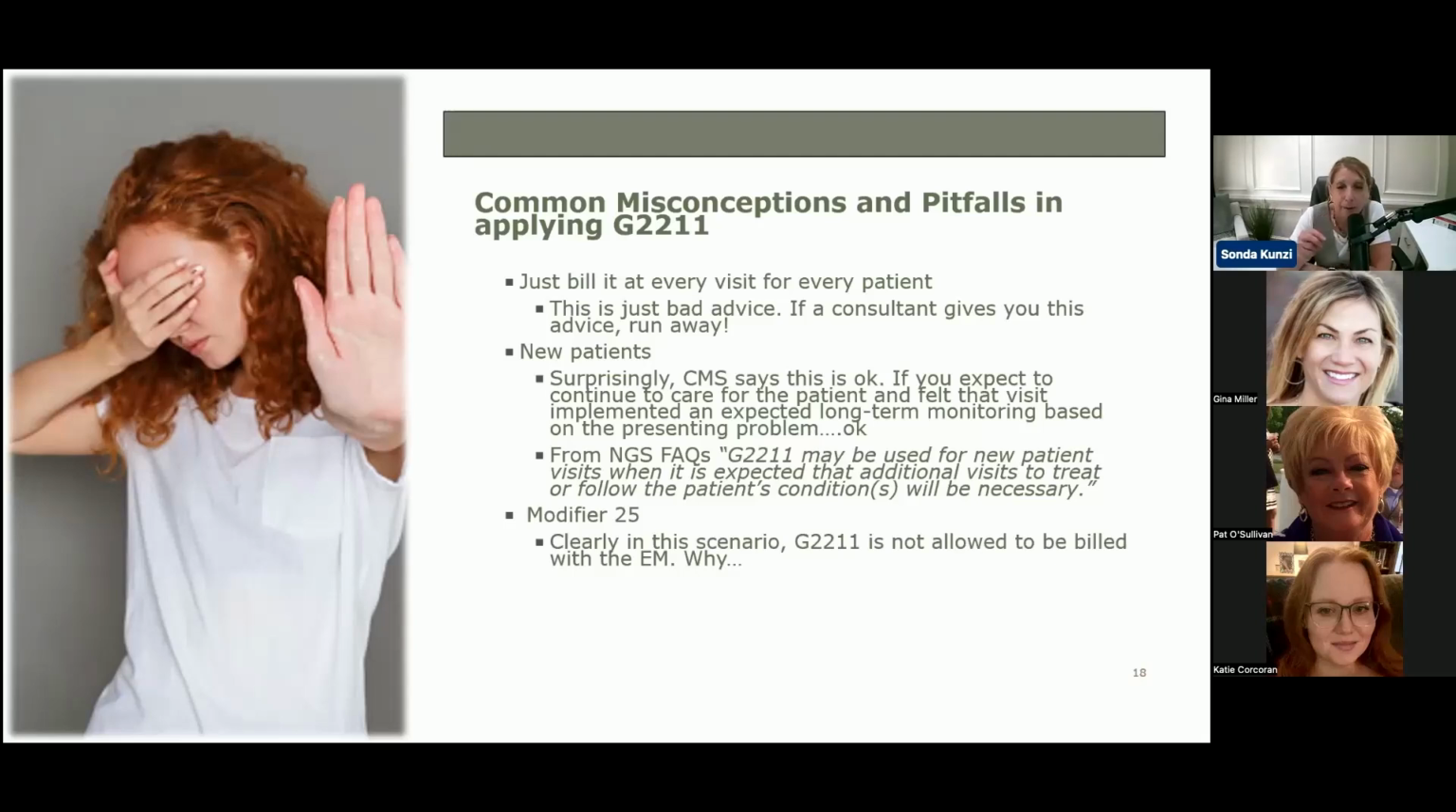So there was a provider that was coming out and saying, oh, this is fine. Now we have a code. Thank you, Medicare. You're finally recognizing it. Well, I'm going to put it on every patient. That's just bad advice. Okay. If a consultant gives you that advice, run away, even if the consultant is a physician. But really, again, let's use common sense.